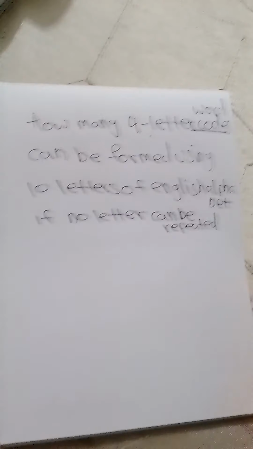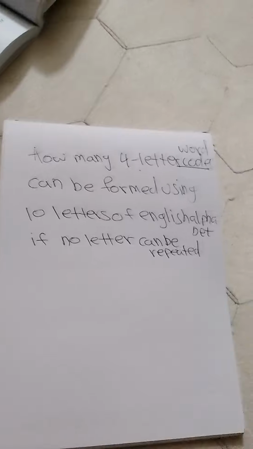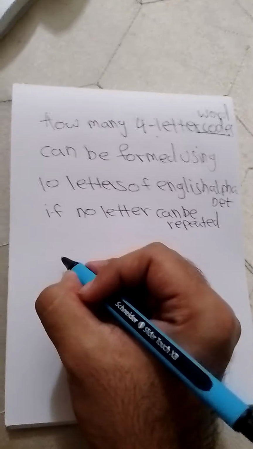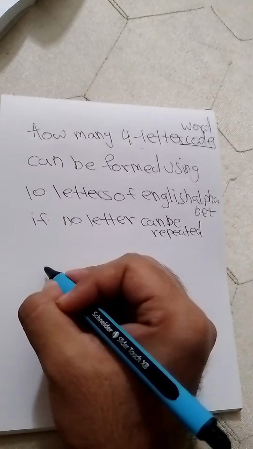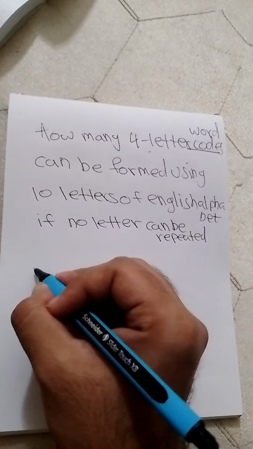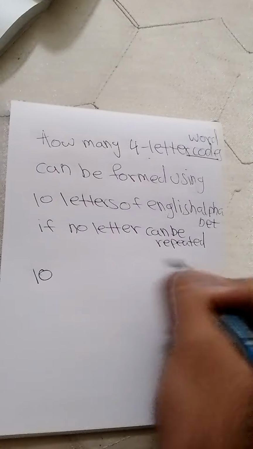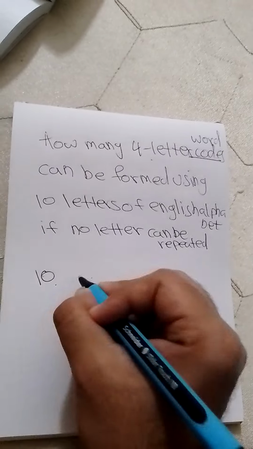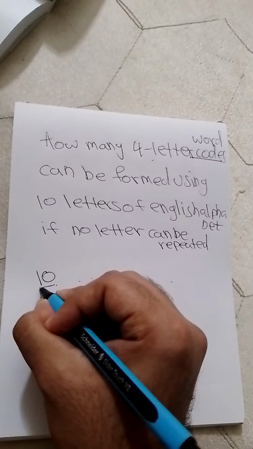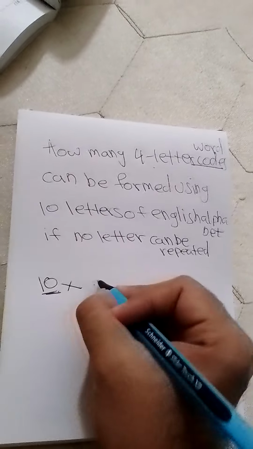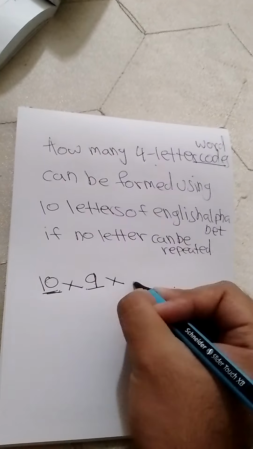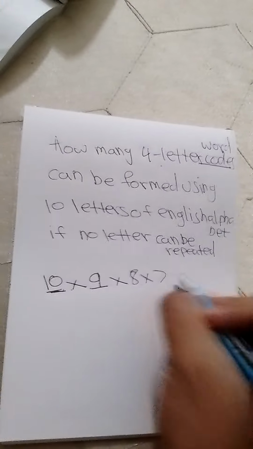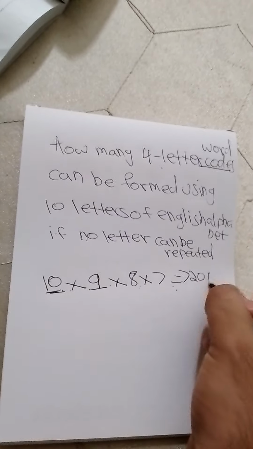Just like the previous questions, we have to multiply the number of options or number of ways for each step. So the first step is filling up the first position, the first alphabet. We have 10 options. Since no alphabet can be repeated, the number of options decreases as we fill up each position. First position has 10 options, second position has 9 options, third position has 8 options, and the fourth position has 7 options. 10 into 9 into 8 into 7 is equal to 720 into 7 is equal to 5040.